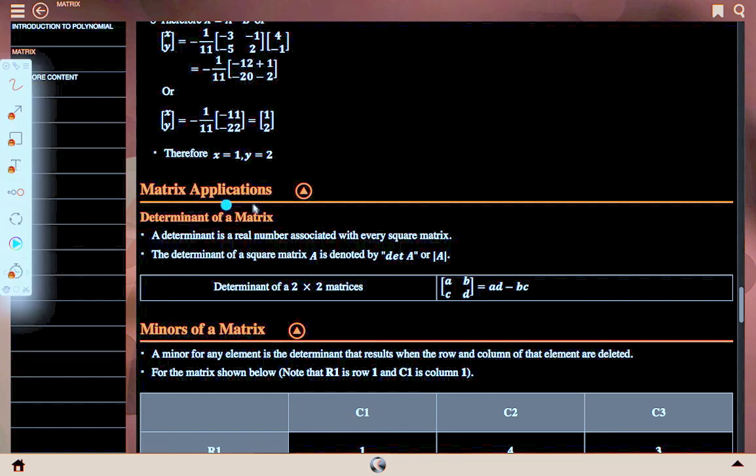Here, matrix application. Determinant of a matrix. A determinant is a real number associated with every square matrix. The determinant of a square matrix A is denoted by det A or |A|. Determinant of A, a 2 by 2 matrix: here A, B, C, D is equal to AD minus BC.